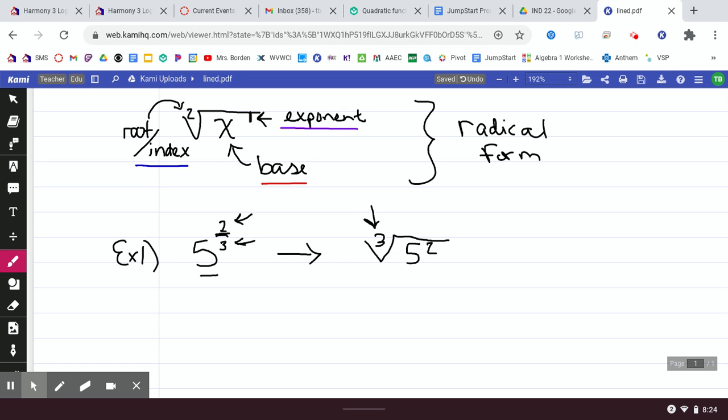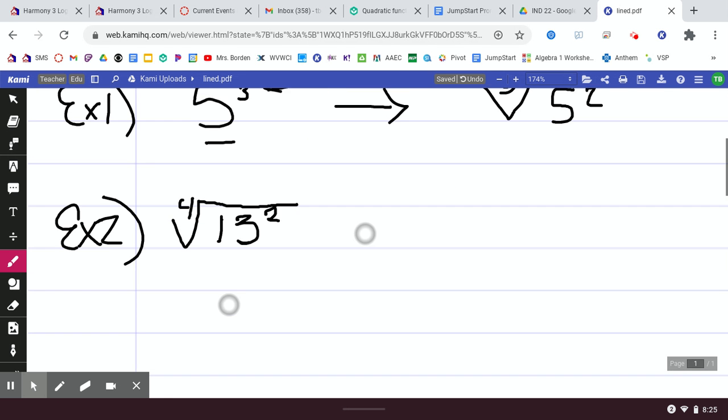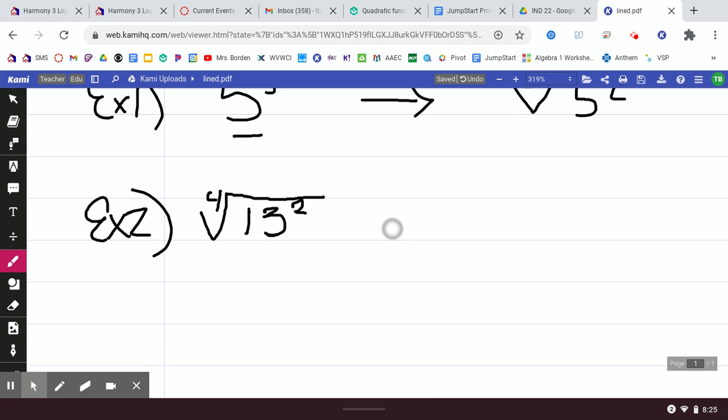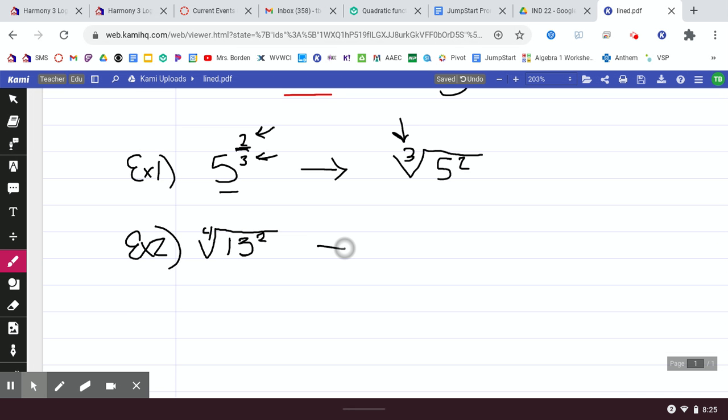So you can do the same thing. You can go back and forth both ways. So if you have something in exponential form, you can then transfer this to exponential form.